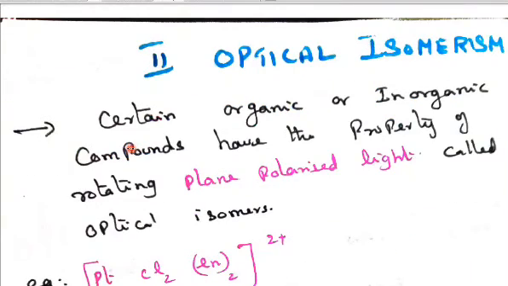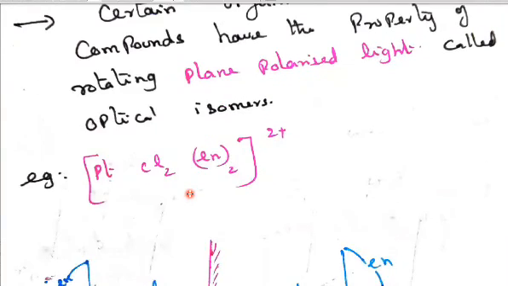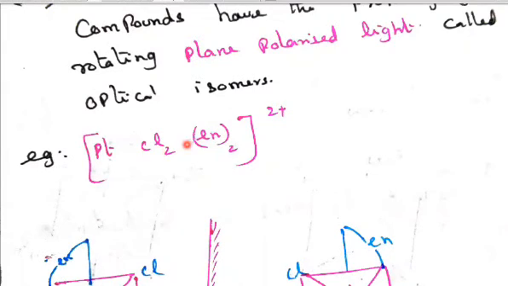The next thing is optical isomers. Certain organic or inorganic compounds having the property of rotating plane polarized light are called optical isomers. You already studied this in the first year. For example, [PtCl2(en)2], where en is ethylenediamine. This is dichloridobis(ethylenediamine)platinum(II) ion.